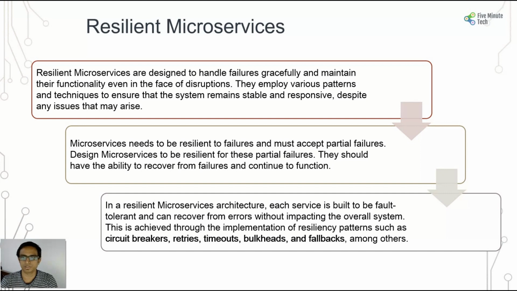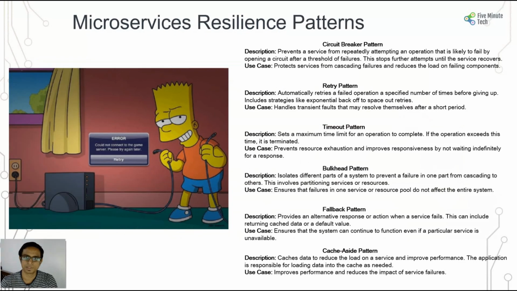In a resilient microservice architecture, each service is built to be fault tolerant and can recover from errors without impacting the overall system. This is achieved through the implementation of different patterns, which we'll be talking about, which include circuit breaker, retry pattern, timeout pattern, bulkhead, and fallback. And along with that, there is a cache aside pattern. So these are the patterns which we'll be talking about.